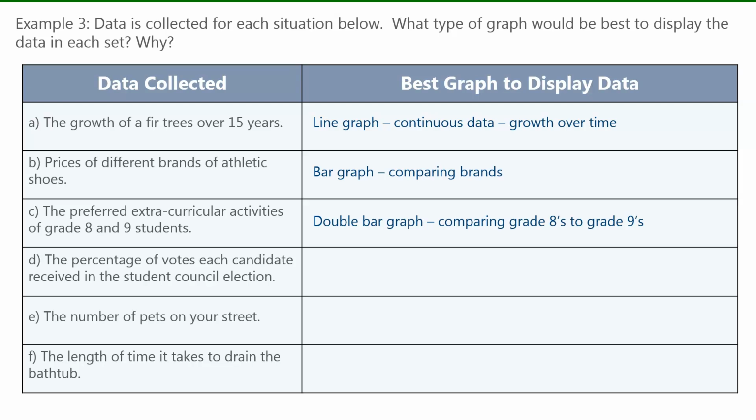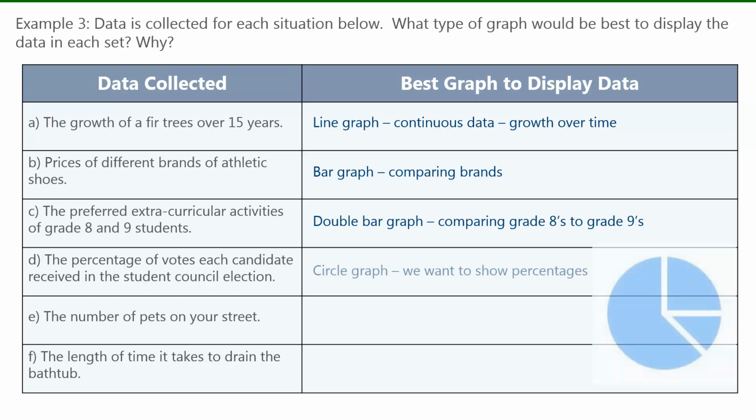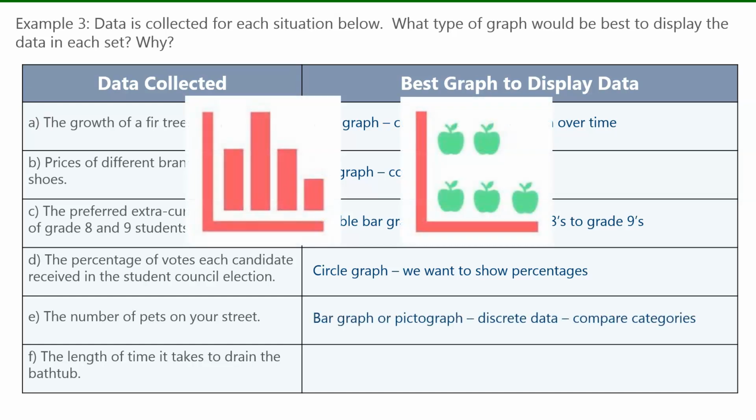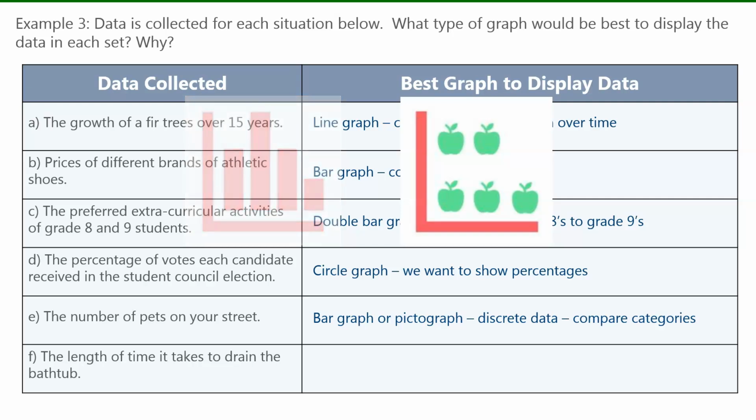The percentage of votes each candidate received in the student council election. Well, if we're talking about percentages, the best graph to choose would be a circle graph. Circle graphs are always the graph to choose if we want to show percents, and we are talking about discrete data. The number of pets on your street. A bar graph or a pictograph will be a good choice for this one. We are talking about discrete data, so we definitely would not choose a line graph.